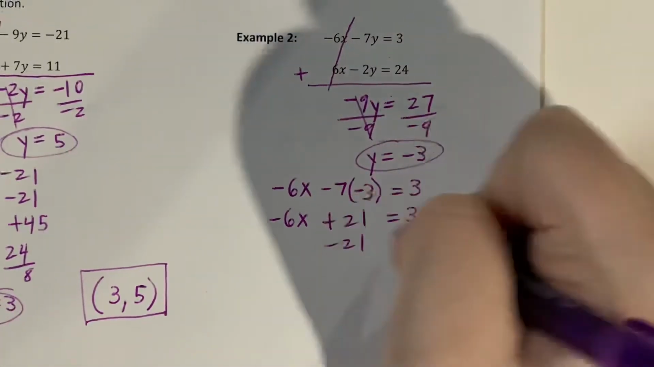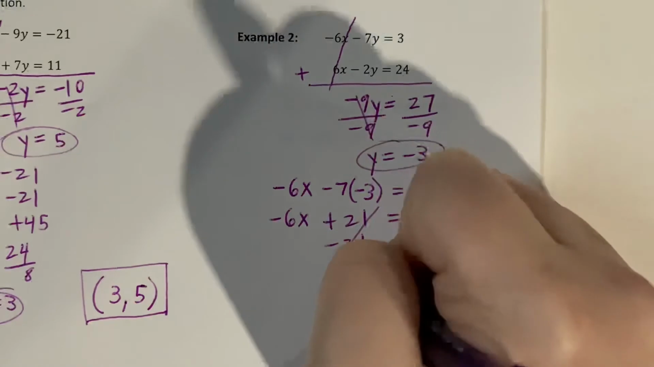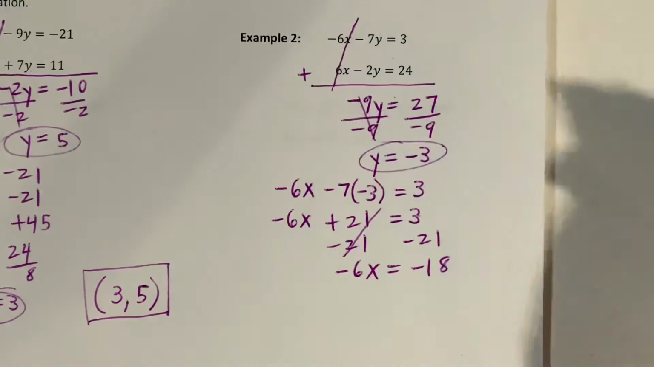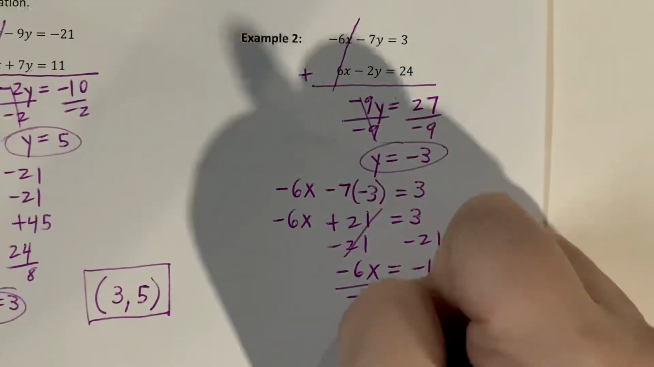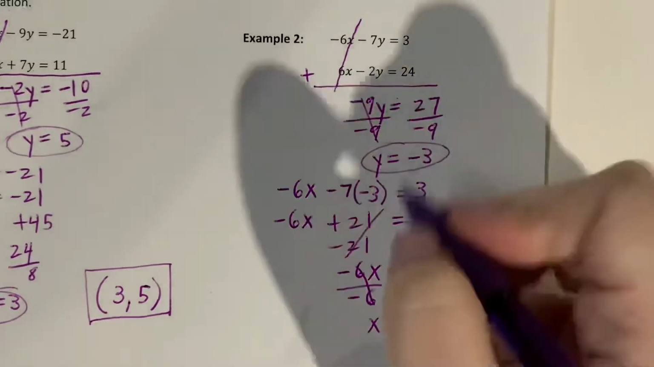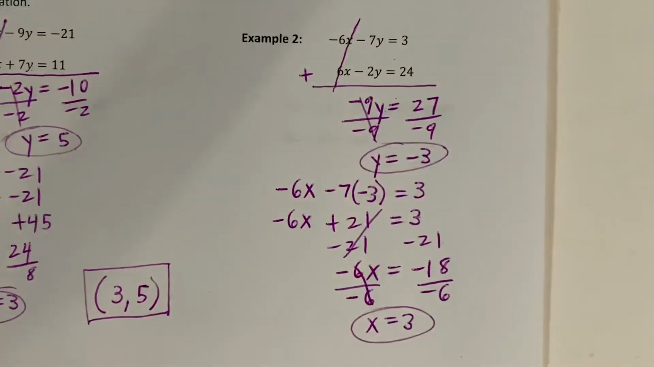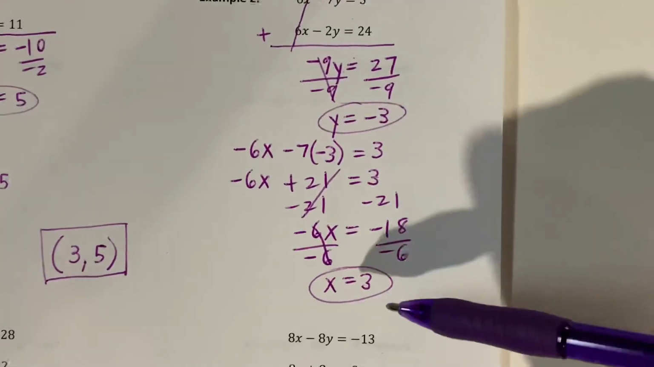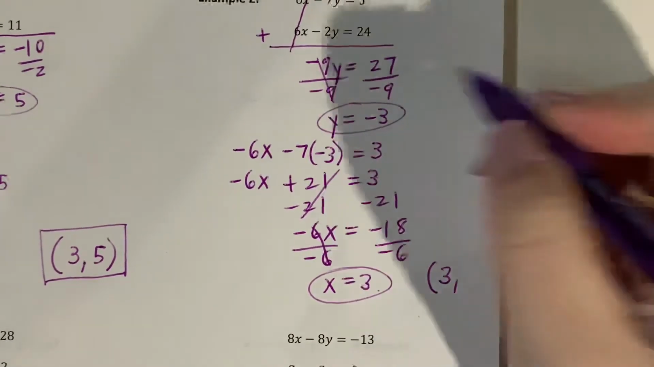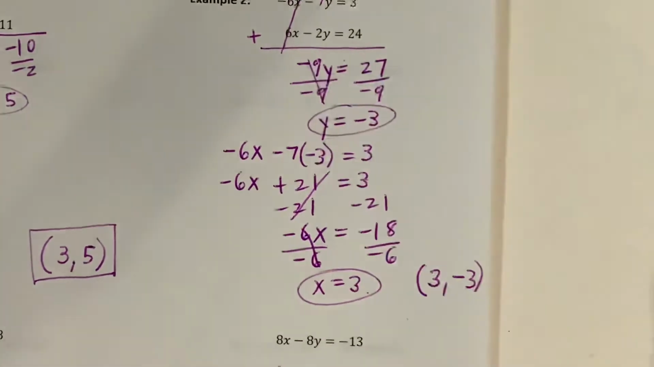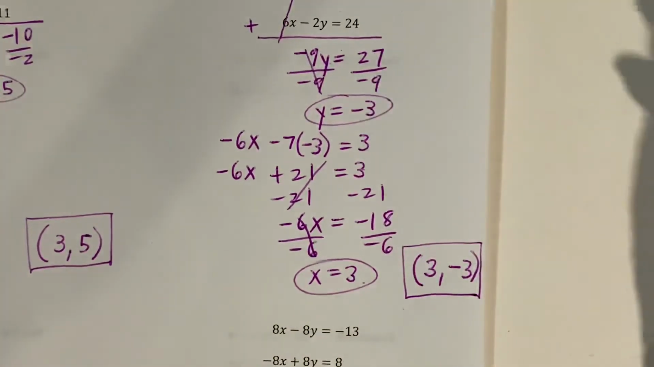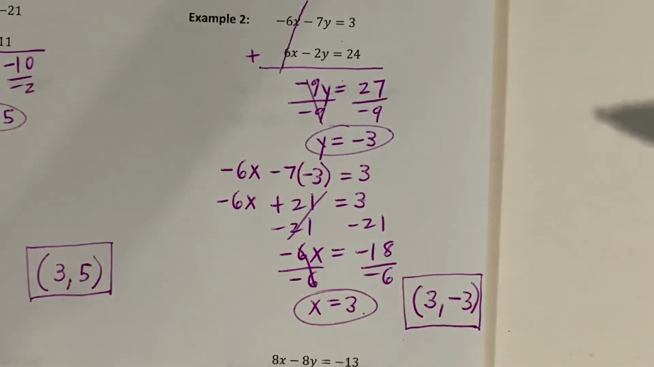Now I can subtract 21 from both sides, and I'll have negative 6x equals 3 minus 21 gives me negative 18. My last step here would be to divide by negative 6 on both sides, and I get that x equals 3. So now I know both my x and my y value, and I can write it as an ordered pair, 3 comma negative 3. So my solution to the system of equations in example 2 is 3 comma negative 3.